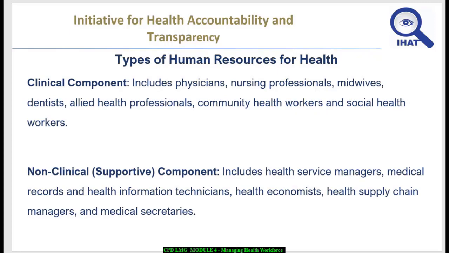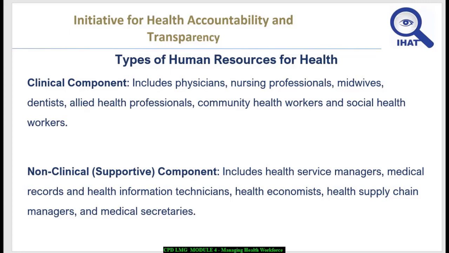Now, on the types of human resources for health, we have two categories. We have the clinical component and we also have the non-clinical component. The non-clinical component is often referred to as the supportive component.